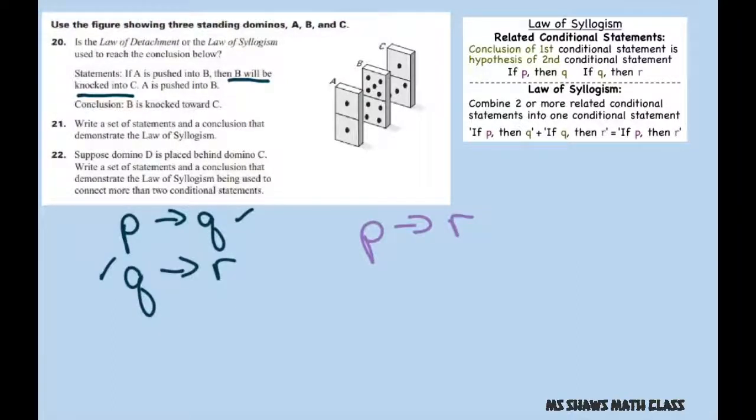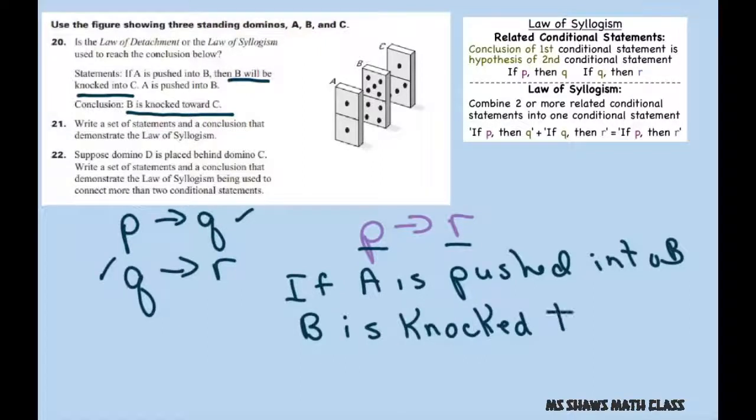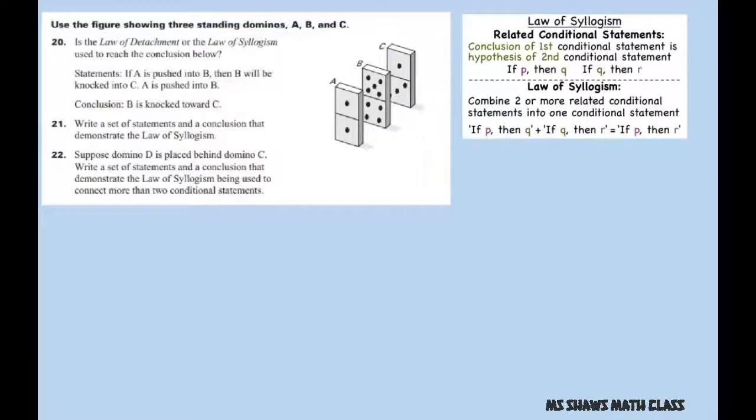So what you're going to write is if A is pushed into B, that's your P, then R is this: B is knocked towards C. Sorry about my handwriting. The next one, it says, suppose domino D, so we have a domino D here.